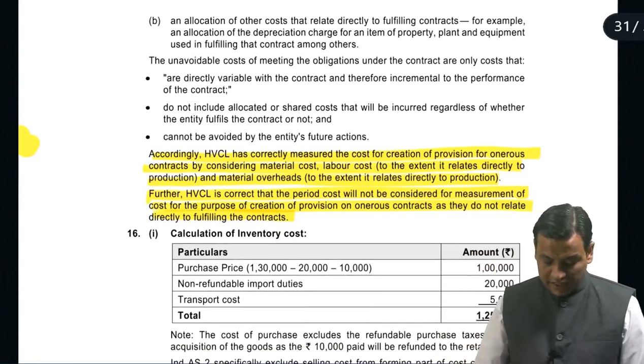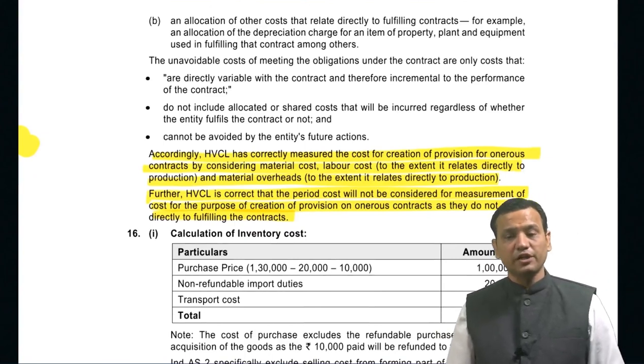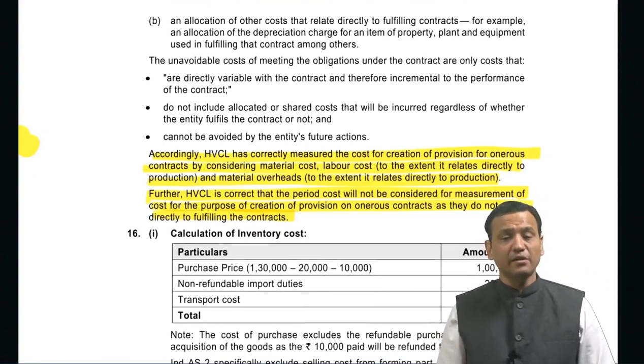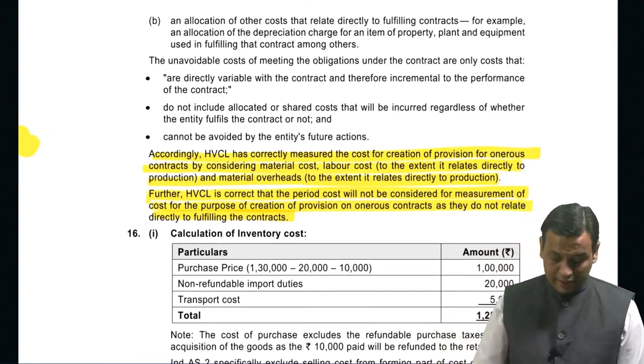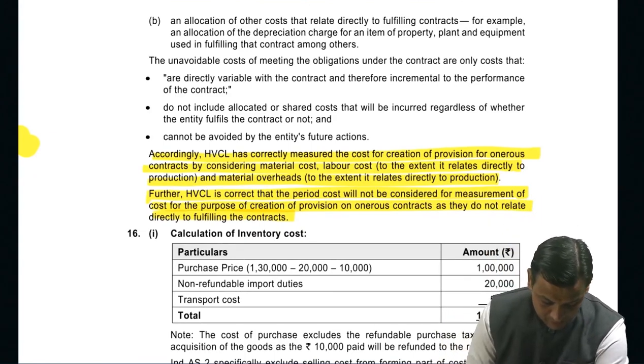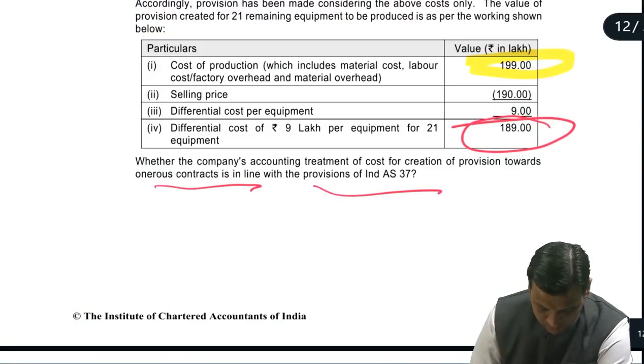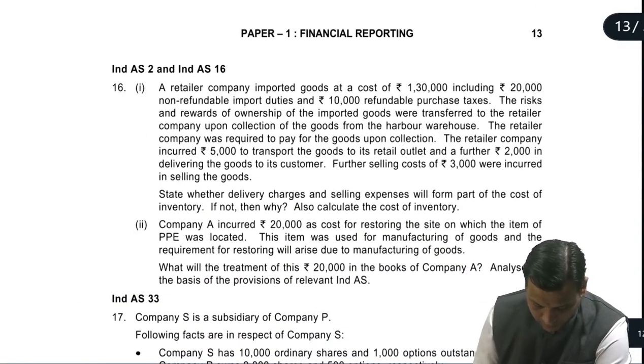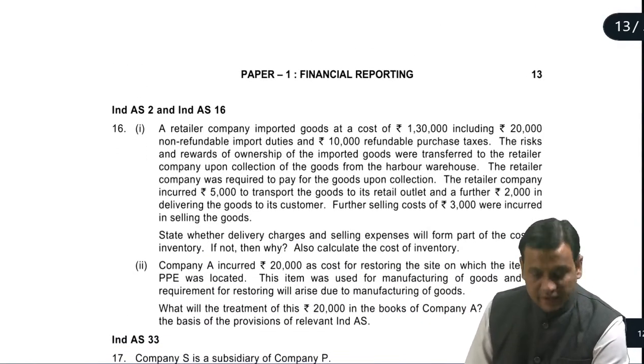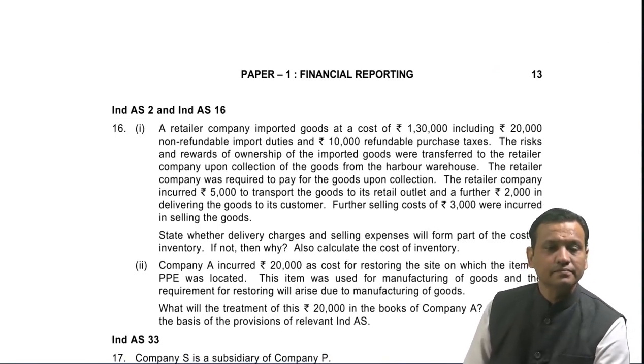So friends, accordingly HVCL has correctly measured the cost of creation of provision for onerous contract by considering material, labor and costs directly related to production. Now friends, proceeding further, the next question, which is nothing but a combination of Ind AS 2 and Ind AS 16. A retailer company imported goods at a cost of 1,30,000, including rupees 20,000 non-refundable import duties and 10,000 refundable purchase taxes.